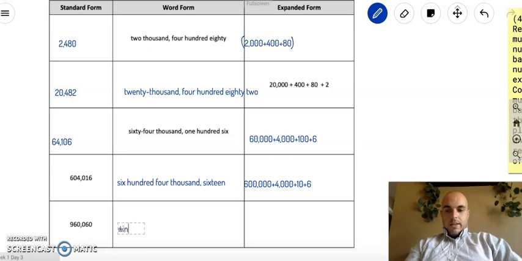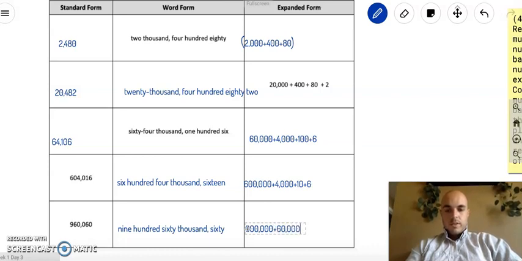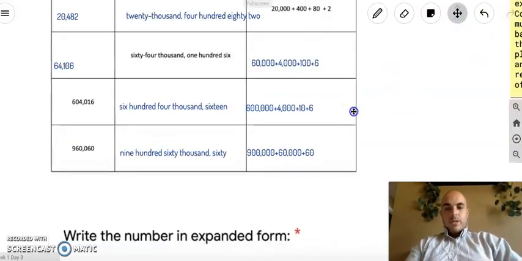Now the same thing with this one. 960,060. Now let's put that in expanded form. 900,000 plus 60,000 plus 60. Great. Let's go down and see what else we need to work on for today.